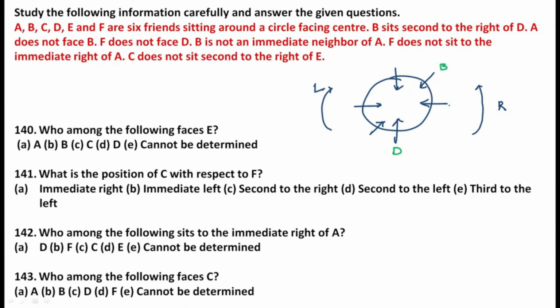Now you can confirm here, A does not face B, which means we can't place A here. And F does not face D, so we can't place F here. B is not an immediate neighbor of A, so again we can't place A here. Confirm, guys, you can confirm A here. Why? Because these are the three positions not related to A.